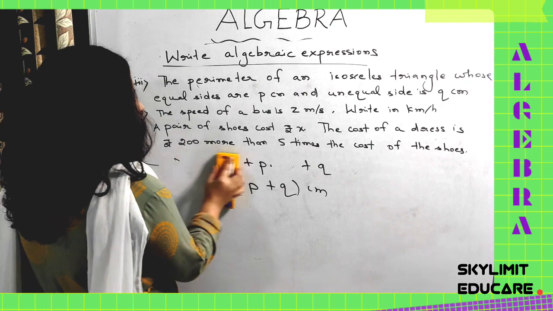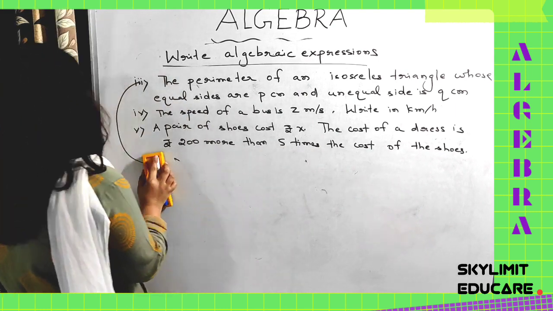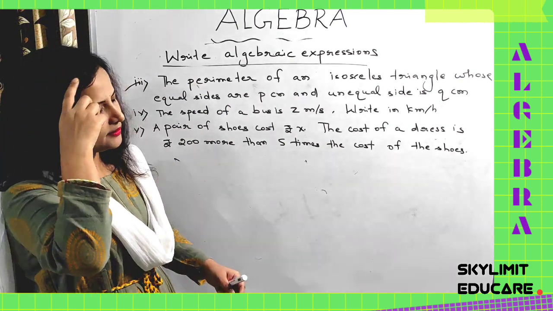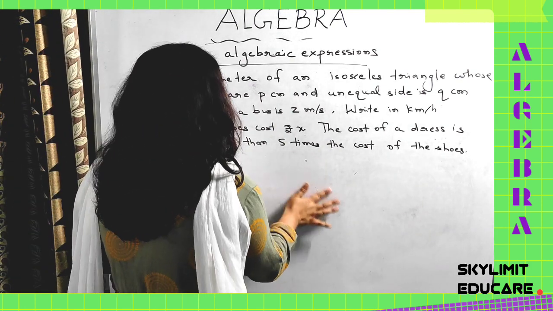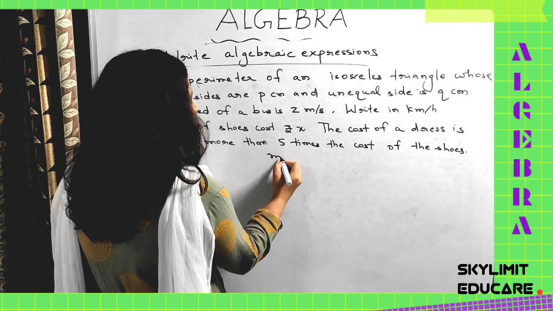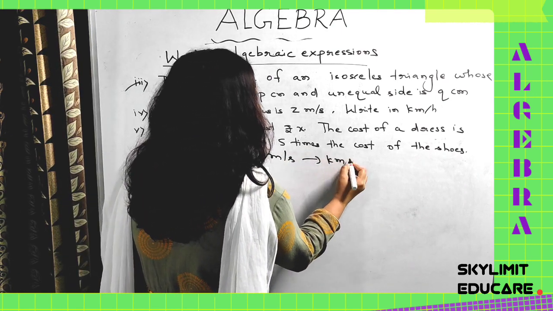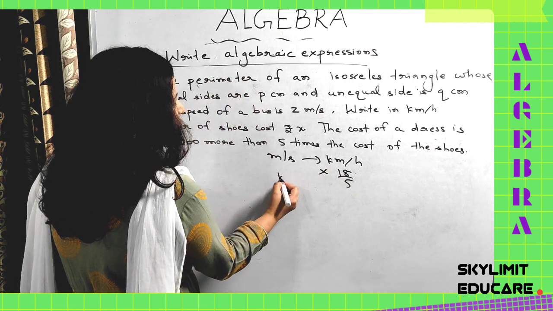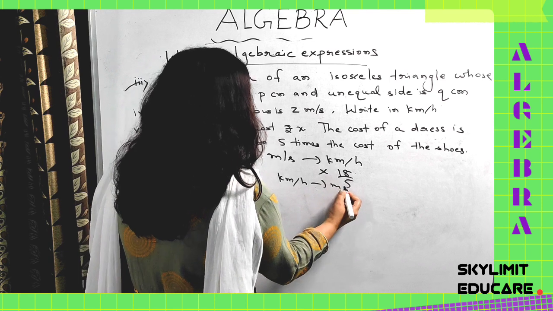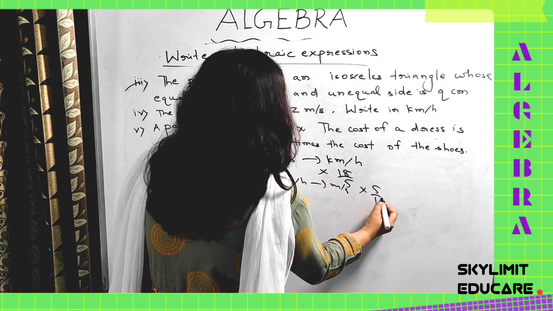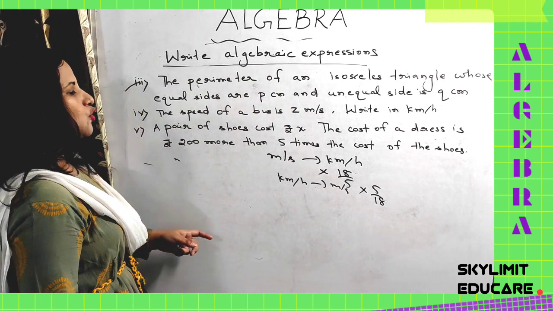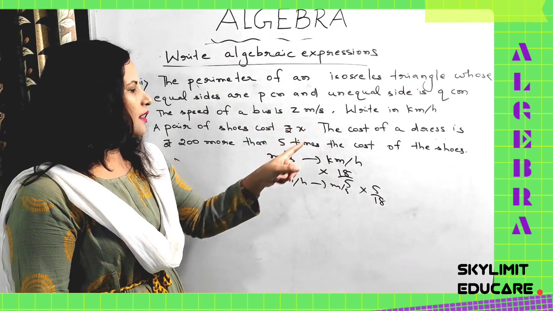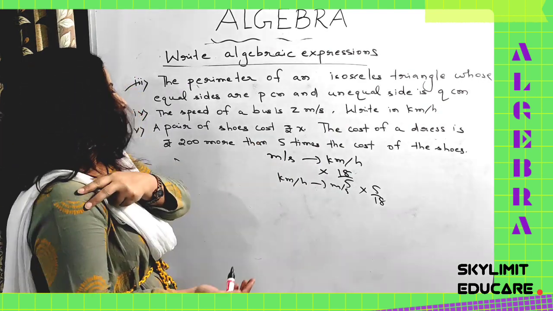Now next, second question. The speed of a bus is... Before solving this, you should know how to convert the speed from meter per second to kilometer per hour. The method is multiply by 18 by 5. And if I am going to do the reverse, kilometer per hour to meter per second, multiply by 5 by 18. Remember this formula, okay? Very simple, so very logically you are going to do it.